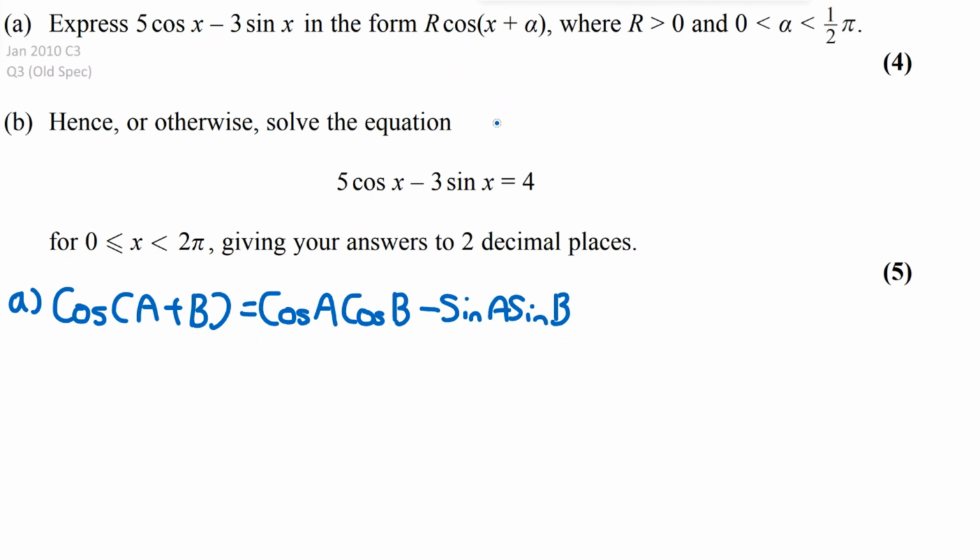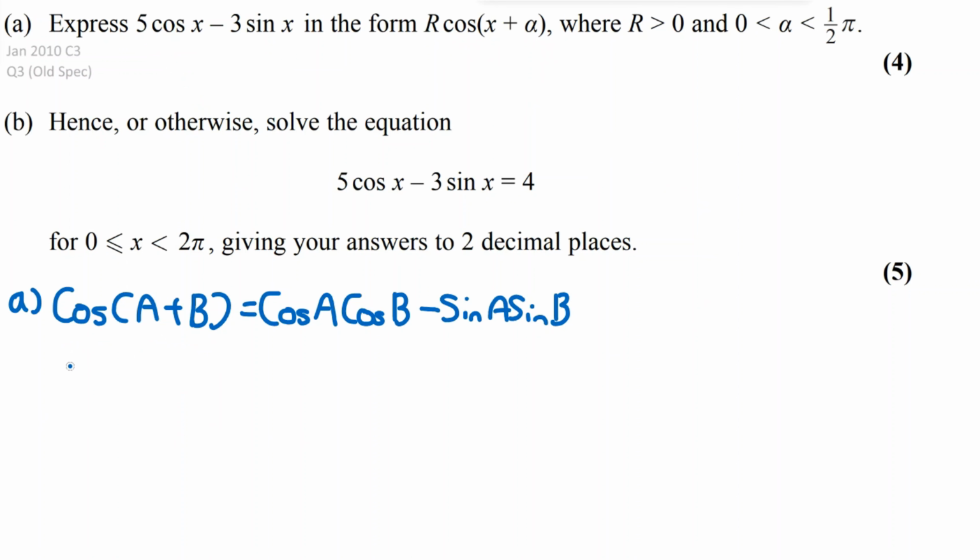Now this is what I was talking about before. You don't need to remember the form that you need to write this in, r cos of x plus alpha, because it's always given to you in the question like this. So we have the cos of x plus alpha, so we need the cos of a plus b addition formula, which is given to you in the formula booklet.